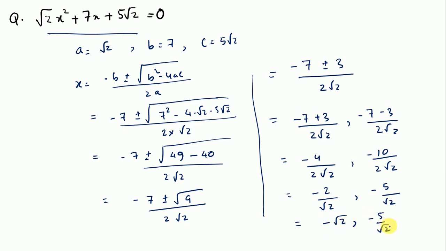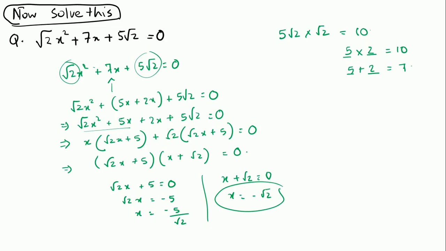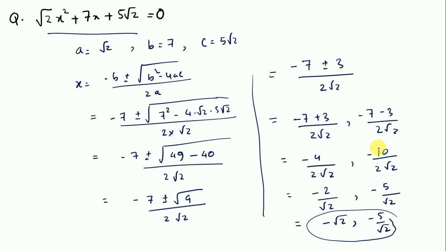Okay, now see, we got the same value which we got over here. Here also we got the same value, x equals -√2 and -5/√2, and here also we got the same value. So this is how you can use the quadratic formula very easily to get the values of x.